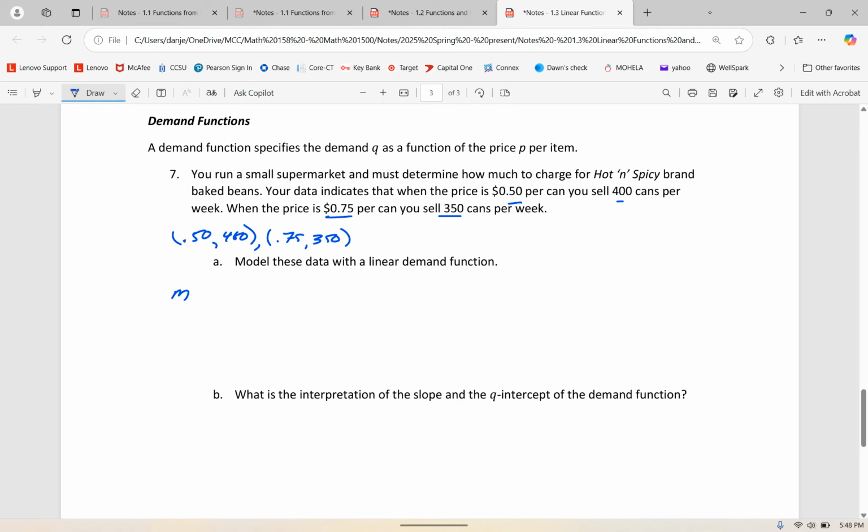So to model this, I'm going to find my slope, 350 minus 400, divided by 0.75 minus 0.50. Negative 50 divided by 0.25.